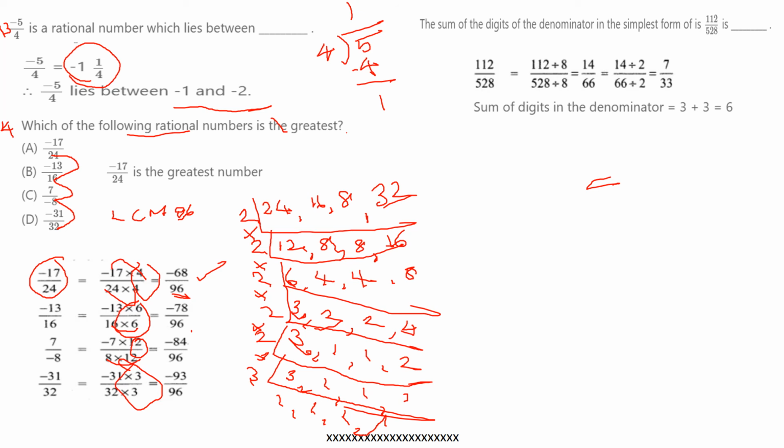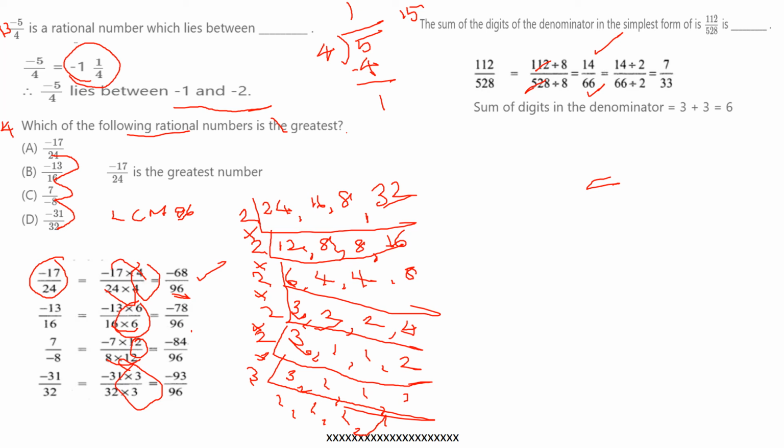The sum of the digits of the denominator in the simplest form. So, given 112 by 528. First, you divide or cancel 8 by 8, we get 14 by 66. That is, 8 is 8, 8 is 8, 4 8s are 32. Next, 6 8s are 48, remaining 4 48, so 66 will come.